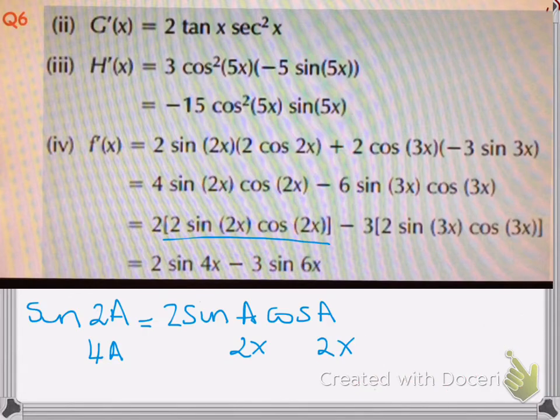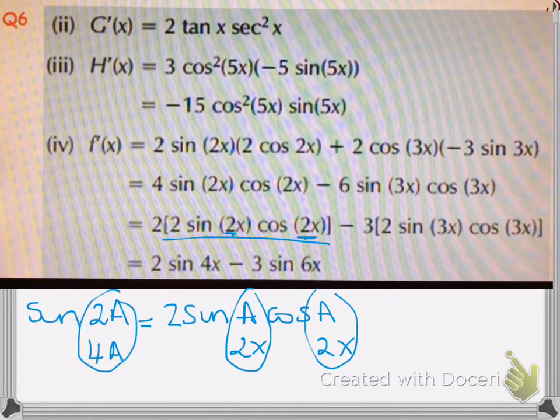they're using the following formula from the log tables. 2 sine a cos a is equivalent to sine 2a. Okay, and we have 2 sine 2x cos 2x. Alright, so our angle is doubled. So therefore here our angle has to be doubled as well, and we get 4a. So they're getting 2 times, the 2 was in front of it. Okay, that 2 there was in front of it. The bracket becomes sine 4x.